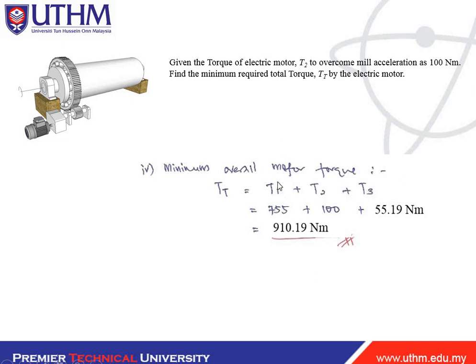So this is the torque of the motor to overcome inertia, this one is the torque of the motor to overcome, what is this one? Friction. Oh sorry, acceleration. This one is to overcome acceleration. Then this one is to overcome friction. So the total torque will be 910.19. So the electric motor requires 910.19 Newton meter to overcome those torques. This one is the inertia, this is the acceleration, then this is the friction.